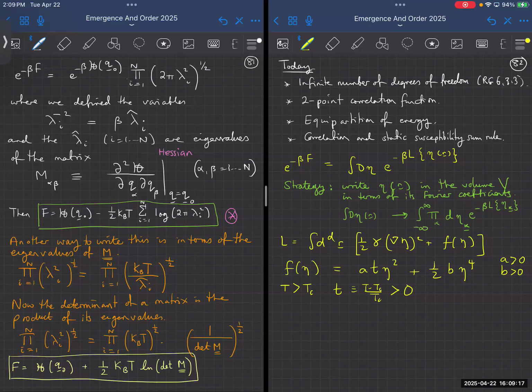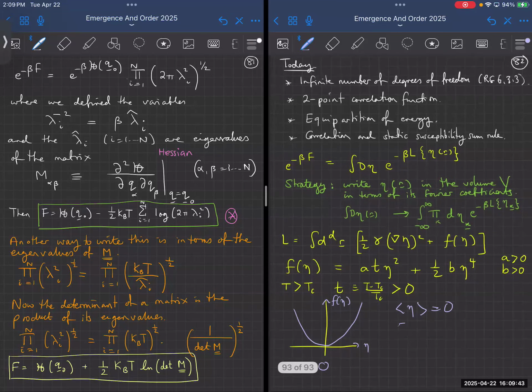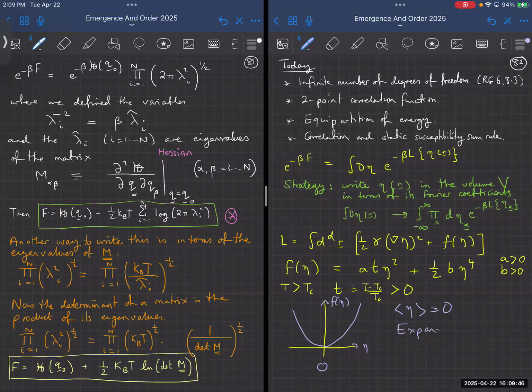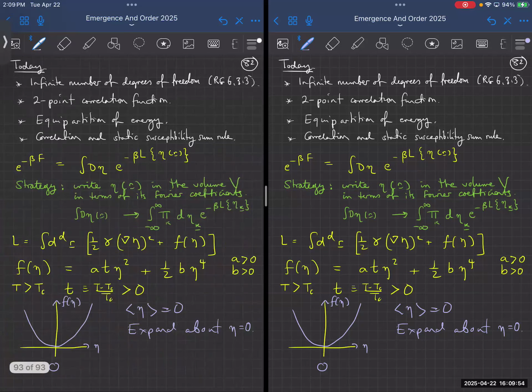So when t is positive, then this looks just like a potential with one minimum, like so. And so this is going to happen at eta equals 0. And so what we know then is that the expectation value of eta is equal to 0. And then we're going to expand about eta equals 0. So that's going to be what we do for t greater than Tc.